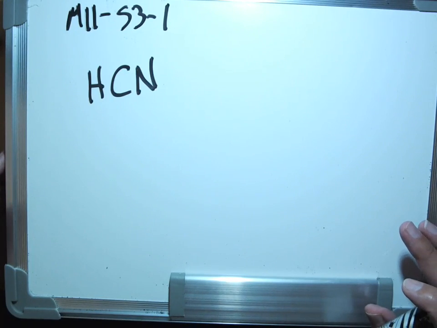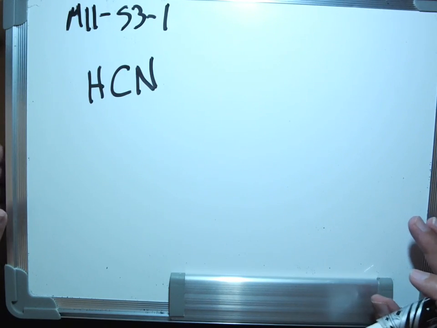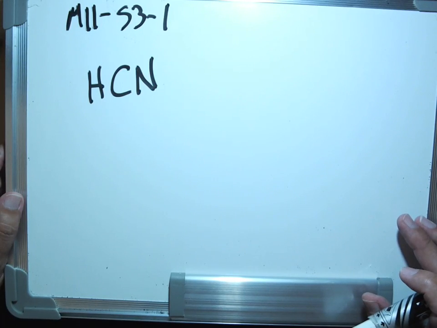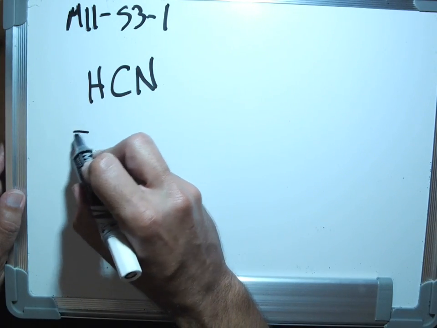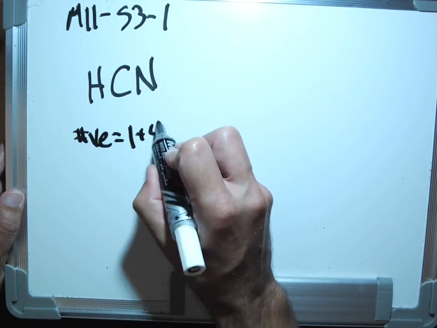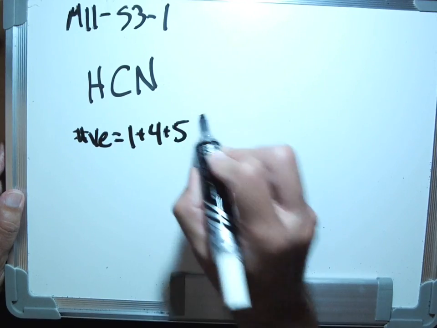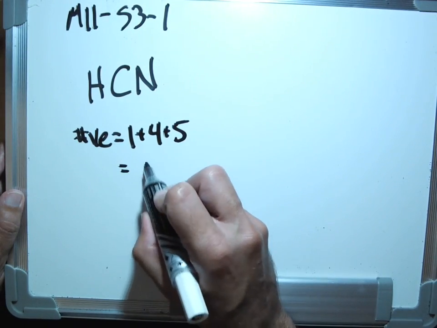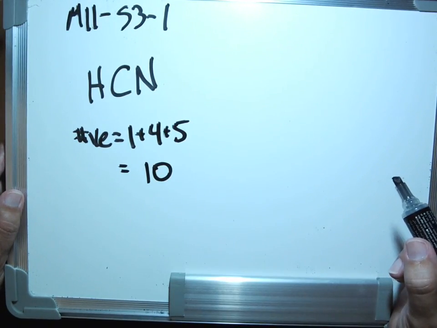Module 11, problem set 3. Here we'll be finding a Lewis diagram for hydrogen cyanide, HCN. We'll begin by finding our number of valence electrons. Hydrogen in group 1, carbon in group 4, nitrogen in group 5. We'll have a total of 10 valence electrons.